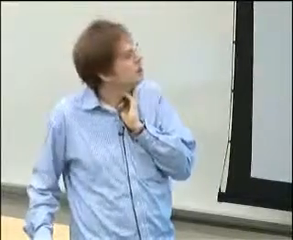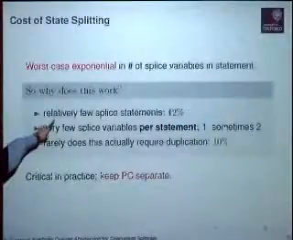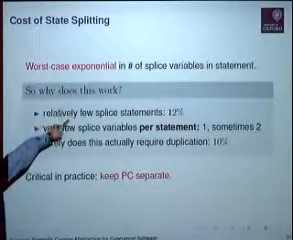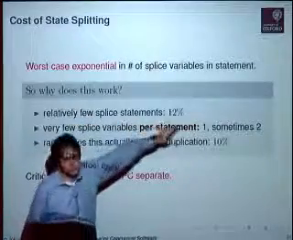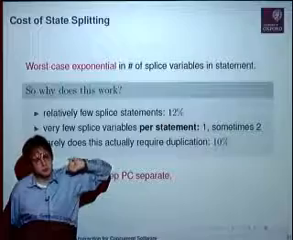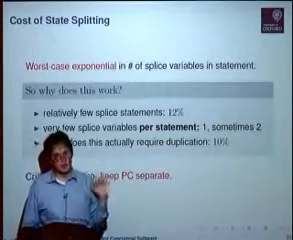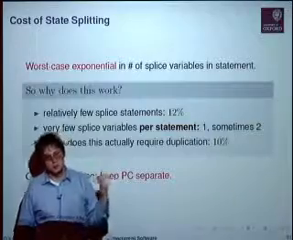And the answer is as follows. This works because on real-world Boolean programs, there are relatively few of these splice statements. Only 12% of the statements we found in real-world Boolean programs can syntactically generate a splice. So the others are unable to produce a splice state syntactically already.